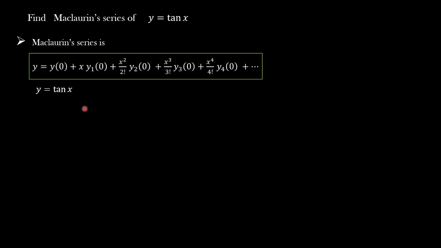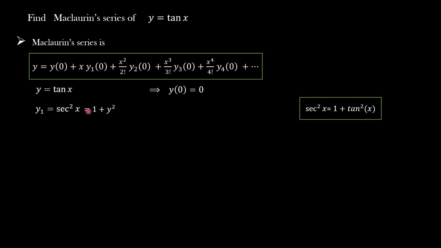Since y is equal to tan x implies y of 0 is equal to tan 0, which is 0. To get y1, differentiate tan x with respect to x, and derivative of tan x is secant square x. Therefore, y1 is equal to secant square x. But to get the higher order derivative, let me rewrite secant square x as 1 plus tan square x, that is 1 plus y square. Therefore, y1 of 0 is equal to 1 plus 0 square, which is equal to 1.